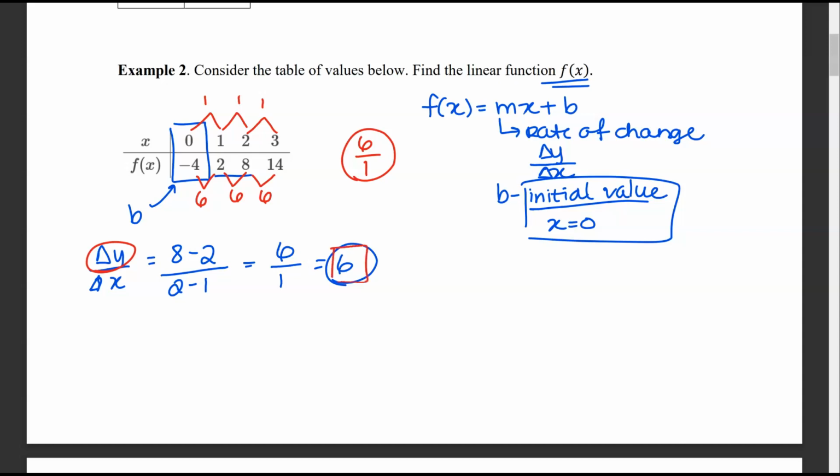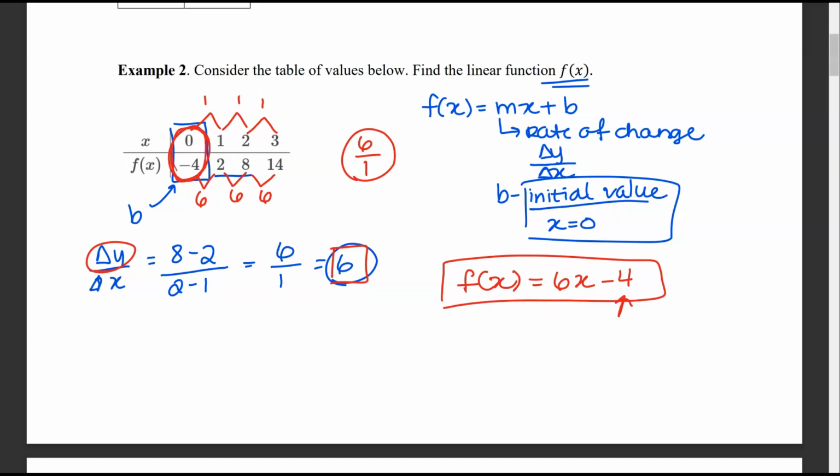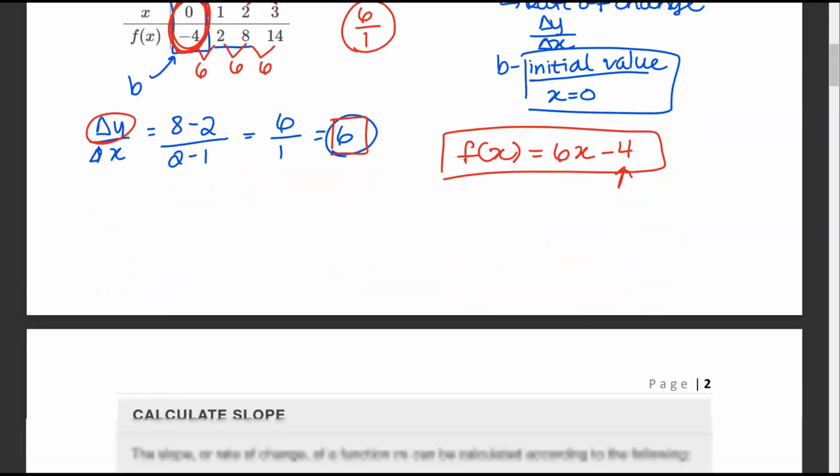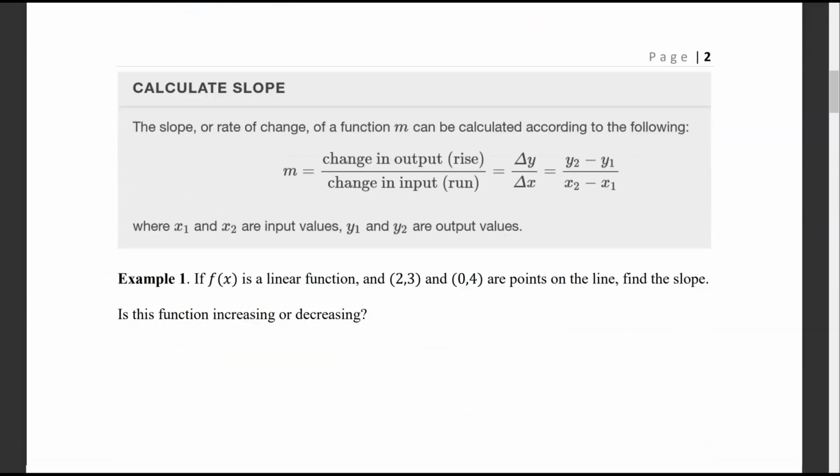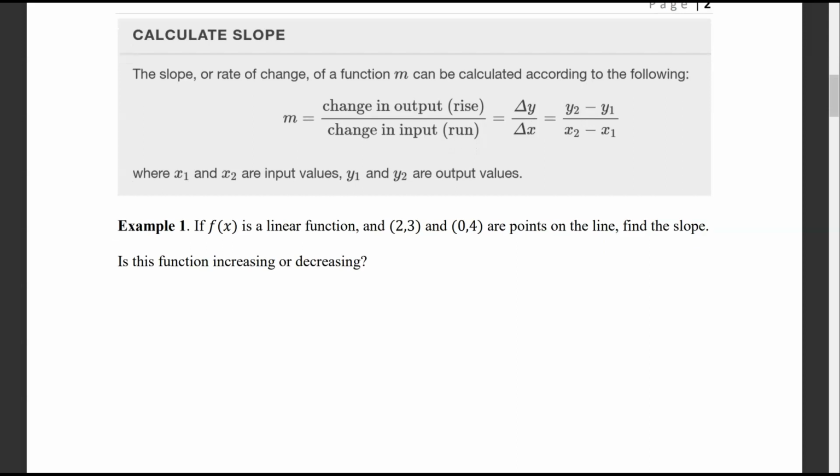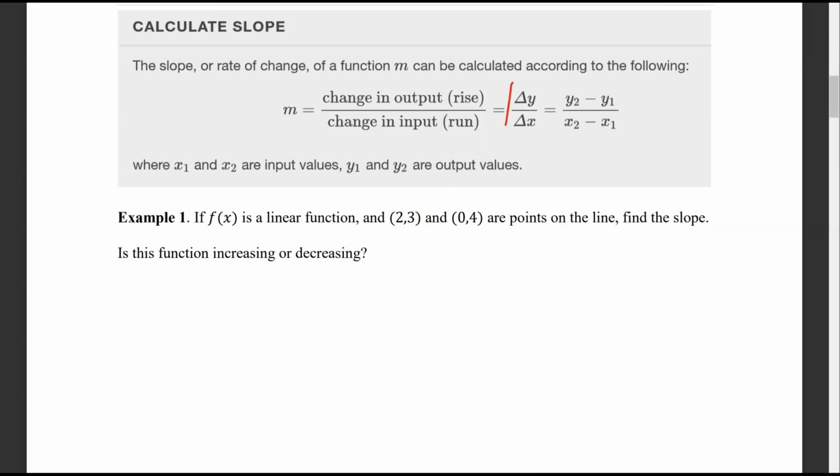So now that we have our rate of change and our initial value, let's go ahead and plug this in. So we have f of x is equal to our rate of change, which we said was 6, times our independent variable x, and then plus -4. And remember that -4 came from the fact of what does the function equal when x equals 0. Okay. Calculating the slope. So again, that's just that rate of change. We just talked about that, right? Here's our delta y over delta x. It's our rise over run.